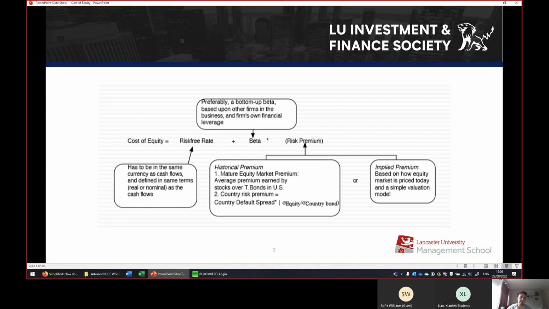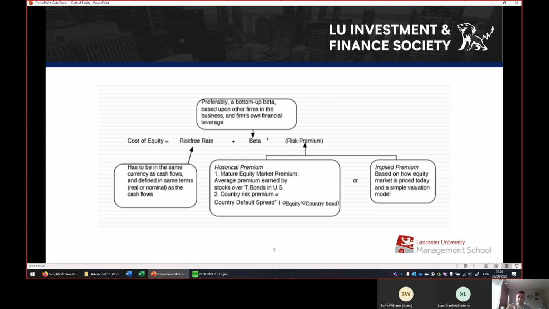And the risk-free rate can be defined in two ways. It can be real or nominal. Real means that you don't include the inflation, and nominal means you include the inflation. Now we usually do nominal, but if you want to do real, then what you're doing is getting rid of the inflation.